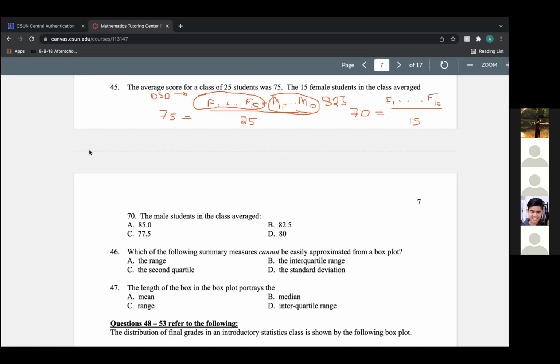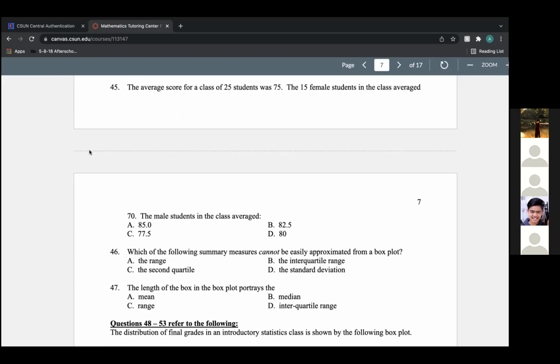Anyways, hopefully that made sense. That was a nice little problem. 46. Which of the following summary measures cannot be easily approximated from a box plot? Well, the range is easy because it's the whole range. The IQR is easy. That's the box part. The second quartile is easy. That's the median. But the standard deviation, that is not. So the answer is D.